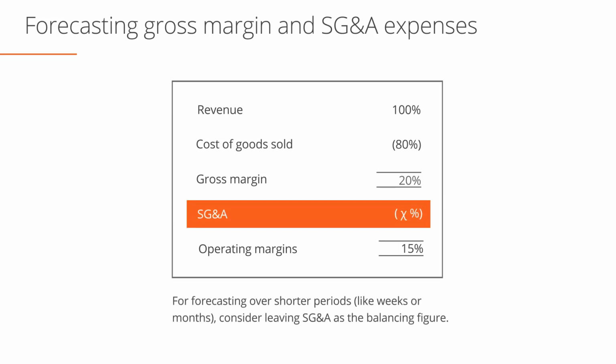For forecasts over shorter periods like weeks or months, using revenues to help forecast SG&A may not be appropriate. Some models forecast gross and operating profit margins and leave SG&A as the balancing figure.